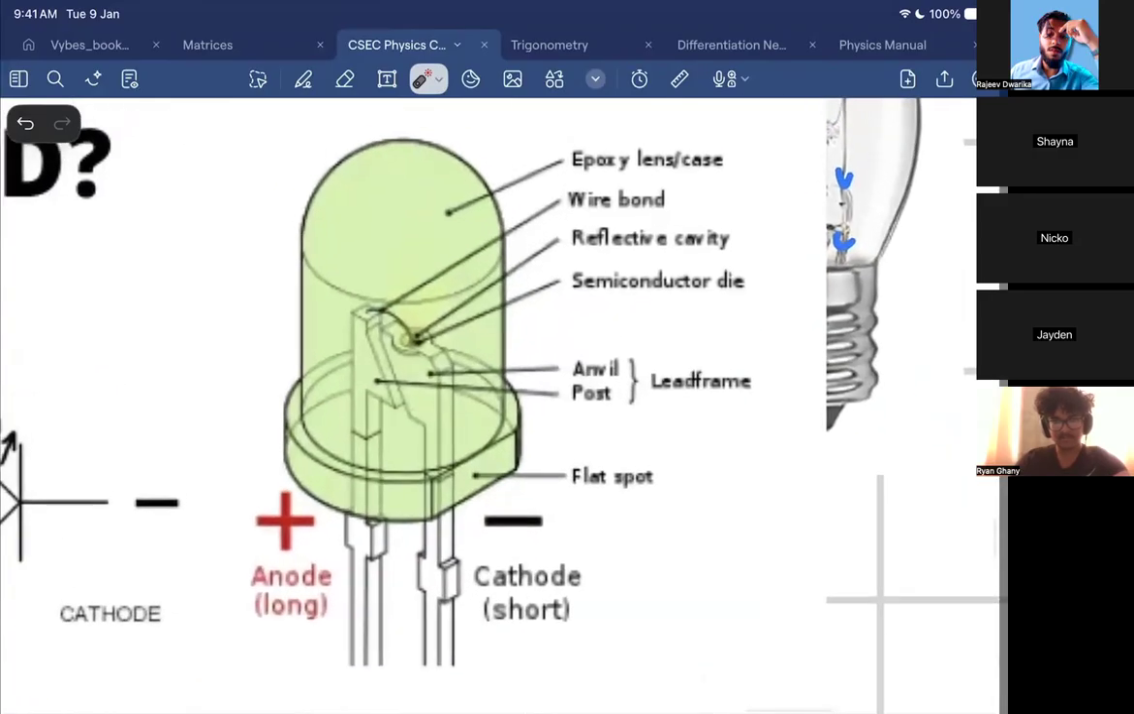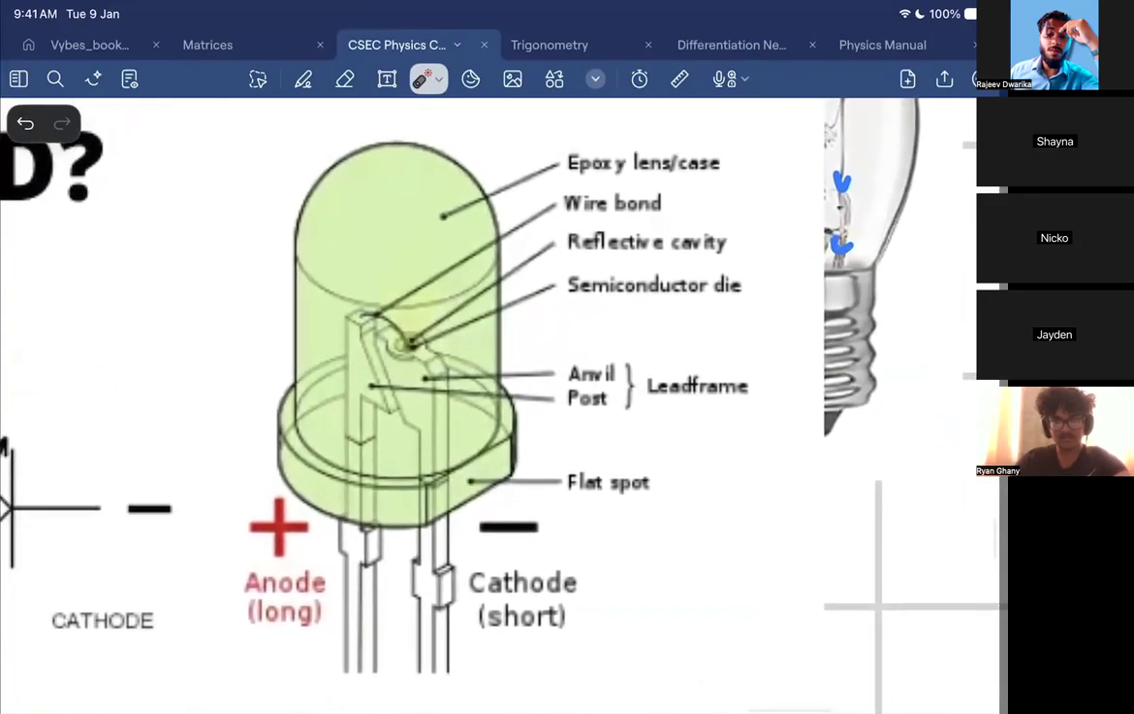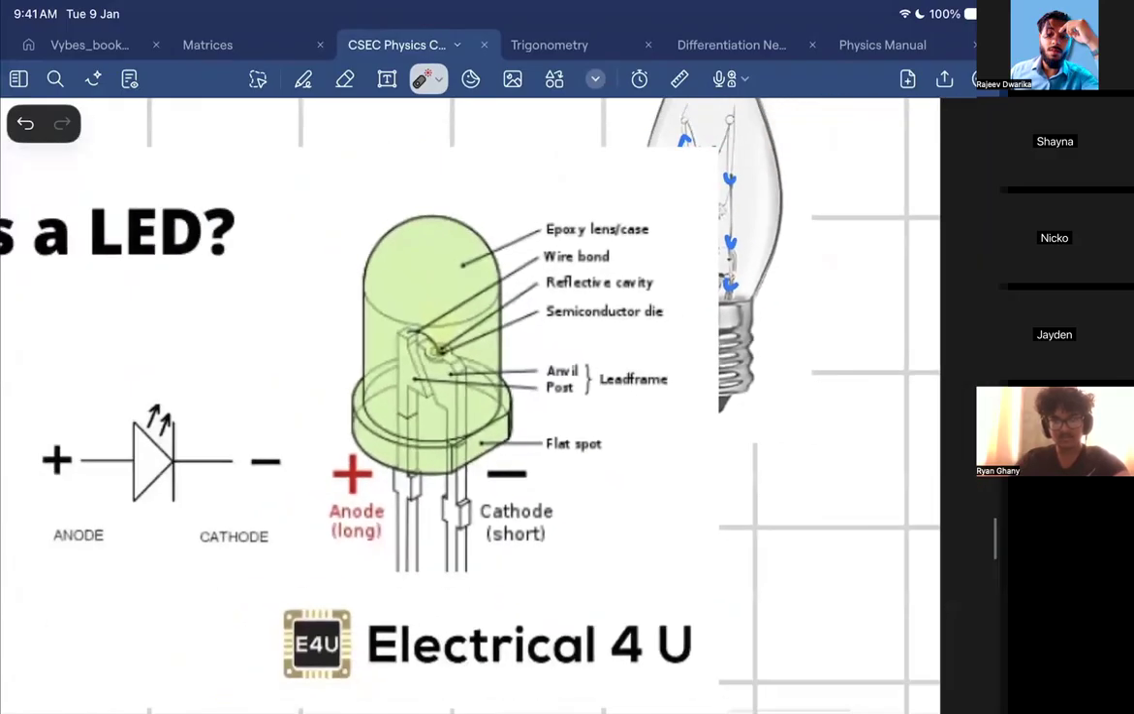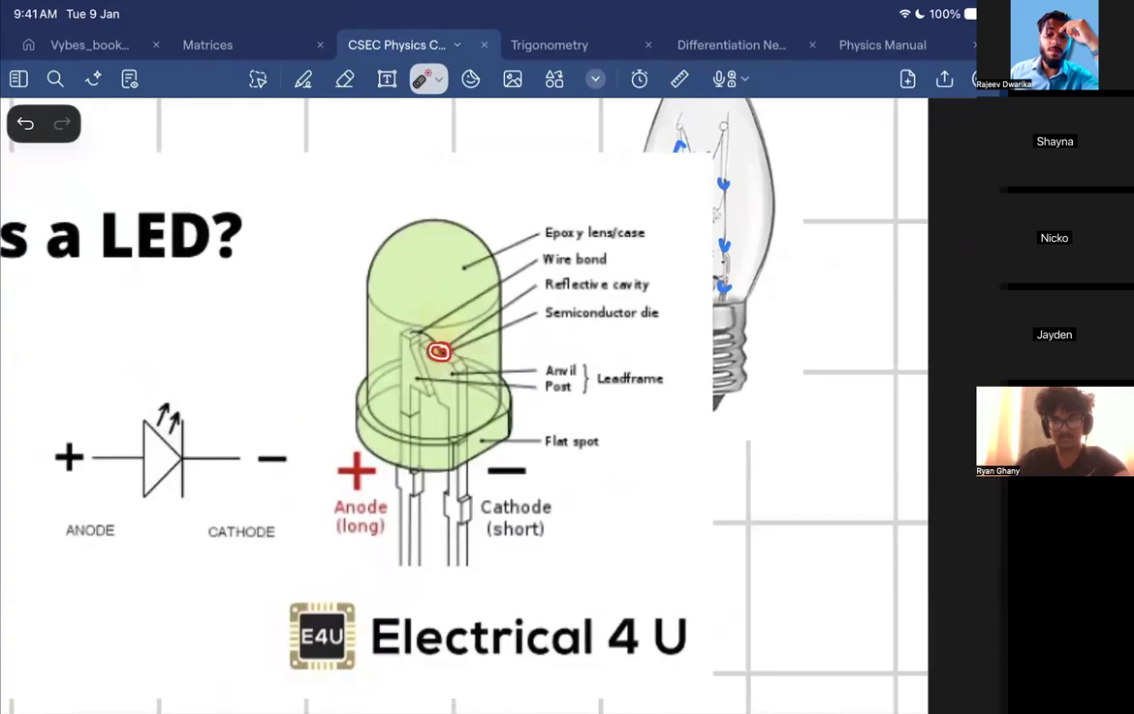Look at it. Jaden, do you see any thin piece of wire jumping from the anode to the semiconductor die? Yeah, this little thing over here, that's the semiconductor die. Now, a LED, you know what it's really good at? Take a guess. What do you think a LED is good at? Light it up. Exactly, emitting light. So it'll form a closed circuit and the semiconductor die will emit light.